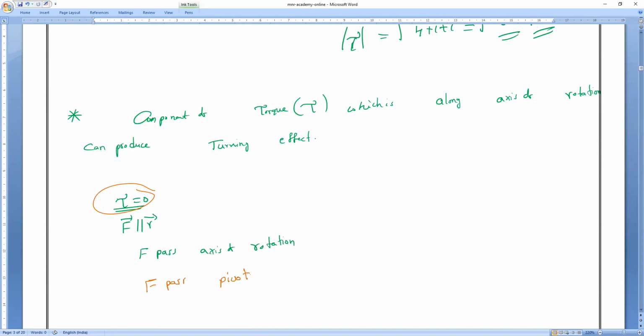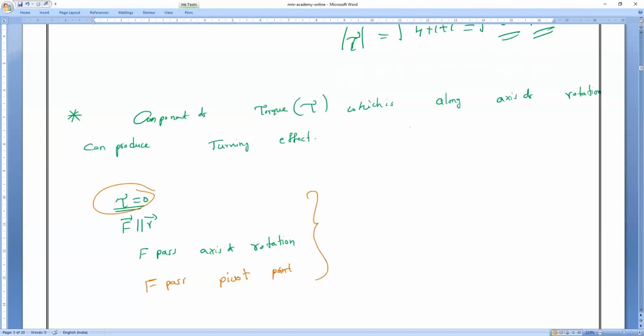What if F passes through the pivot point? At the pivot point, what is the turning effect? We all know that. Even yesterday I taught you, and the day before yesterday also. Pivot point, what is the turning effect? Respond. The turning effect is 0 at the pivot point.